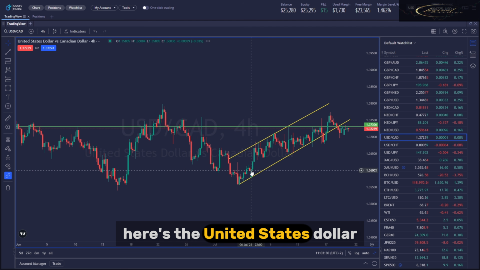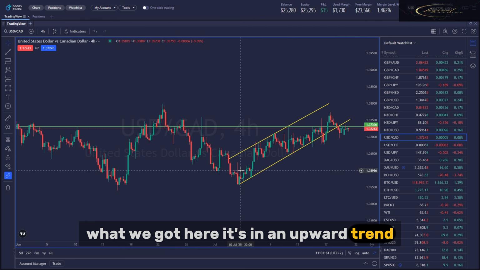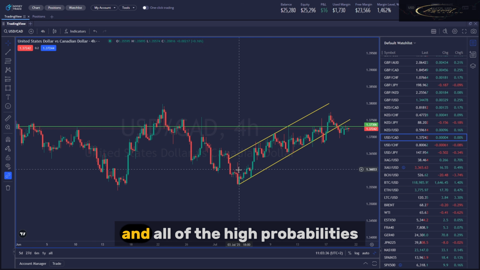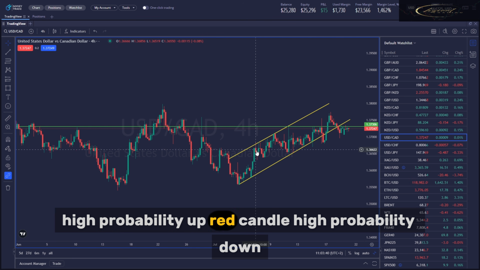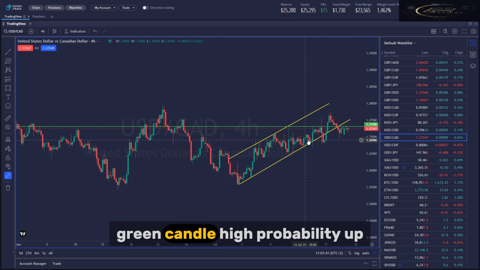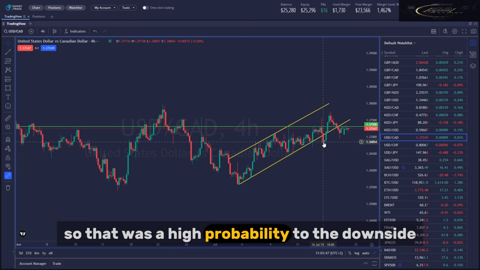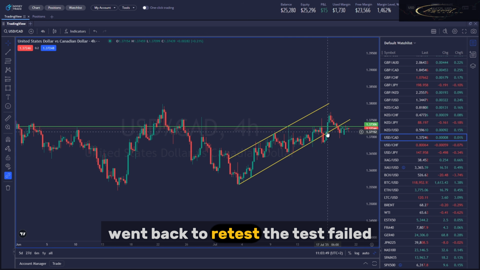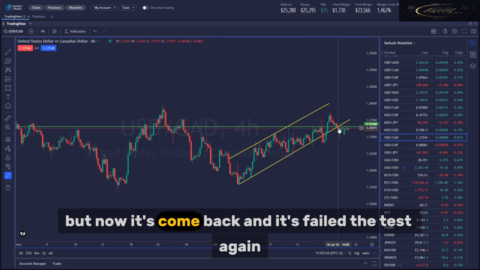Here's the United States dollar, Canadian dollar. So once again, what we've got here, it's in an upward trend. It's moving in the trend. And all of the high probabilities where there's the green candle, high probability up, red candle, high probability down, green candle, high probability up. But here it's broken through. So that was a high probability to the downside. Went back to retest. The test failed, went back in. Then it looked really bullish, but now it's come back and it's failed the test again.